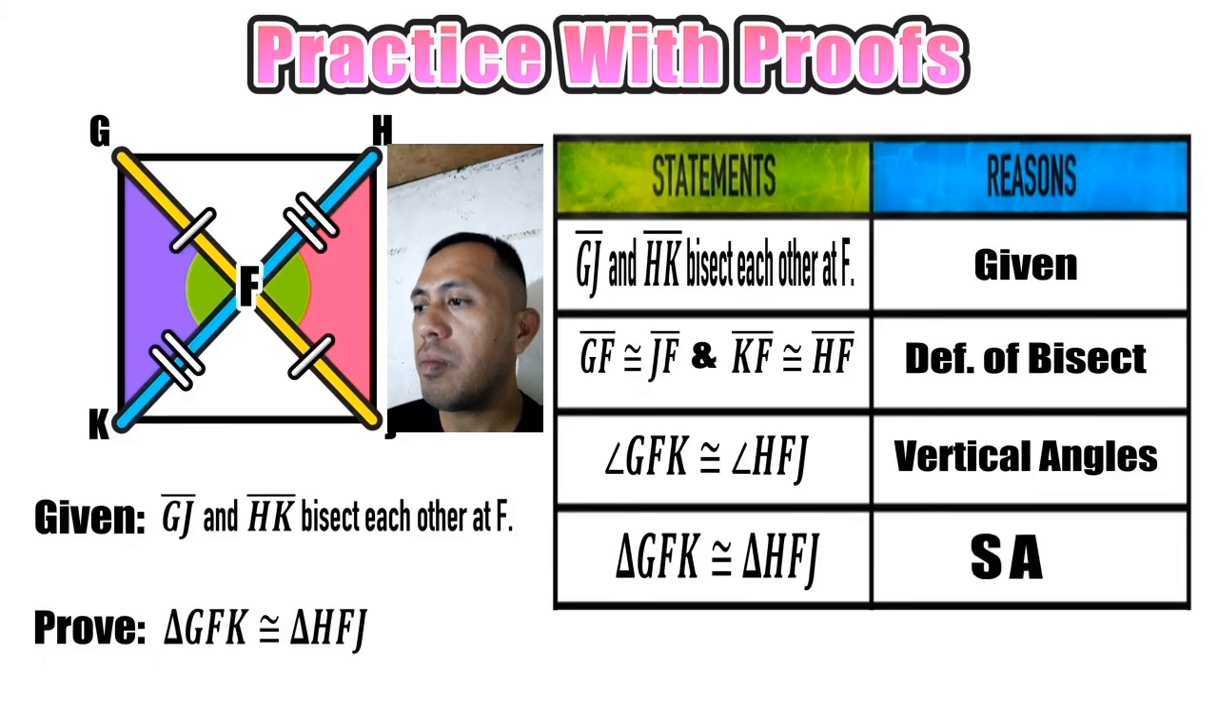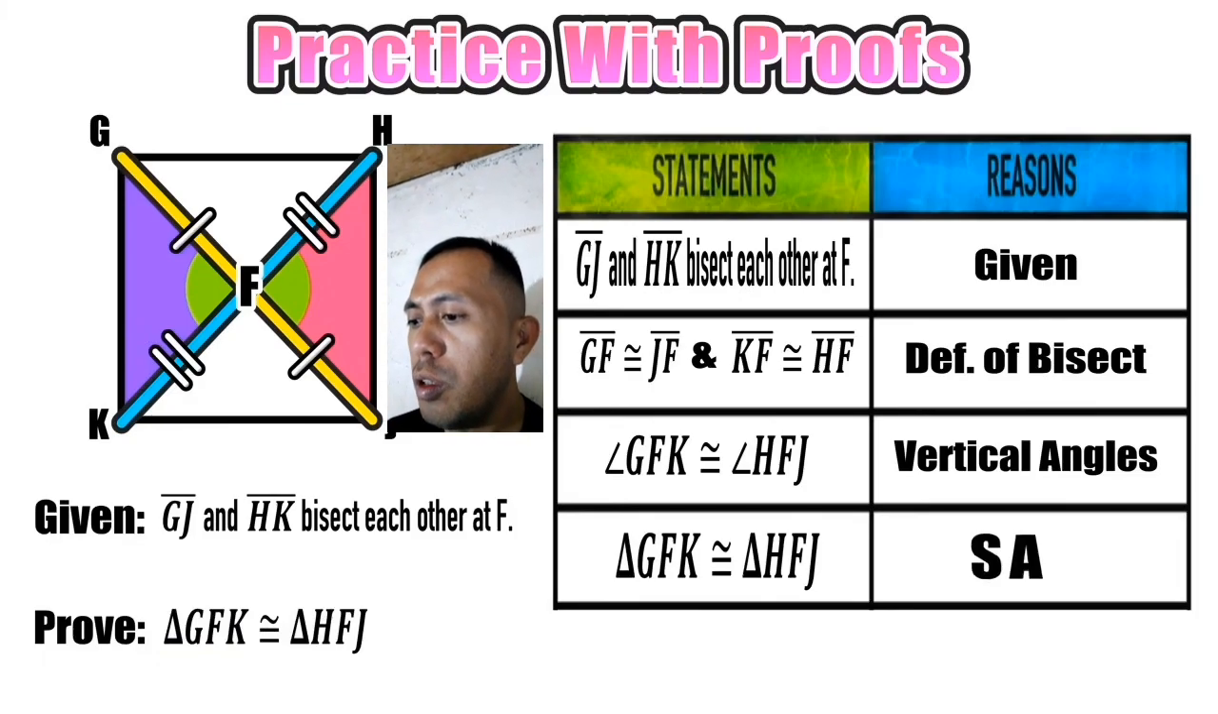We start with a given: line JG and line HK bisect each other at point F. The reason is that it's given. To visualize, we know that JG and KH bisect each other at point F, cutting each other into two equal halves. From this, we can conclude that segment GF is congruent to JF, and segment KF is congruent to HF. The reason? That's the definition of bisect.